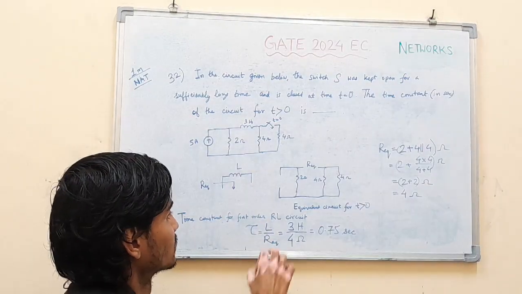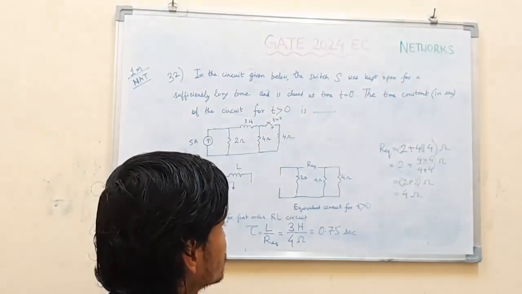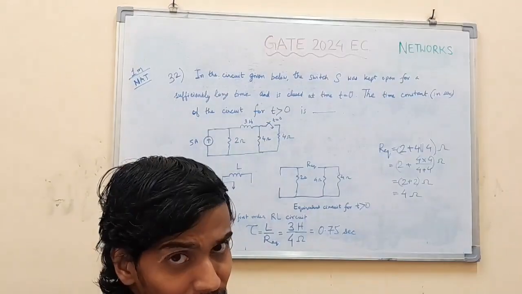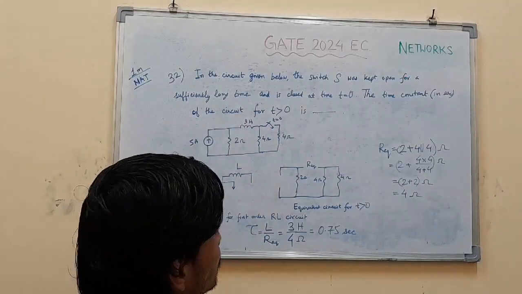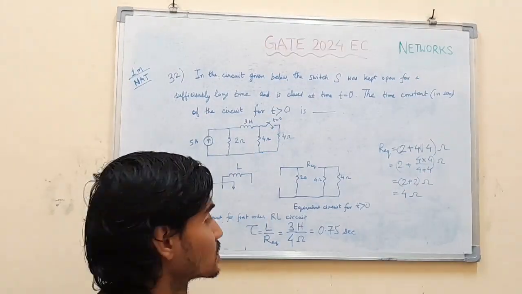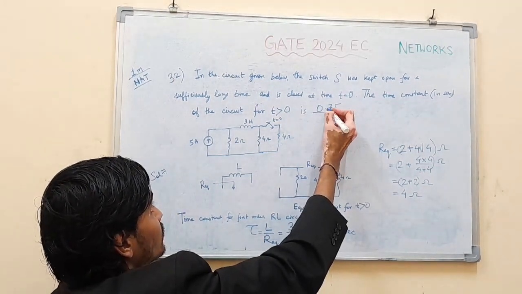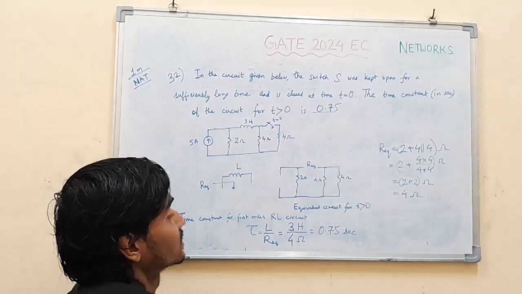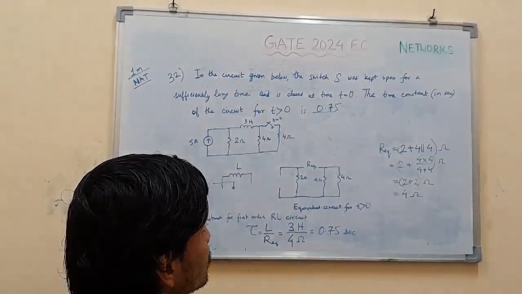And then the time constant for t greater than 0 after closing the switch will be simply, the energy storing element is L in this case, L by R equivalent. Tau equal to L by R equivalent. L is 3 Henry and R equivalent is 4 ohms. So that will be 0.75 seconds. The question asks the time constant of the circuit for t greater than 0 in seconds. So the answer is very easily obtained as 0.75. This is one of the very basic approaches of finding the time constant for a first order RL network.